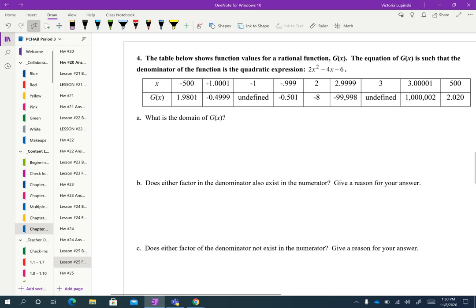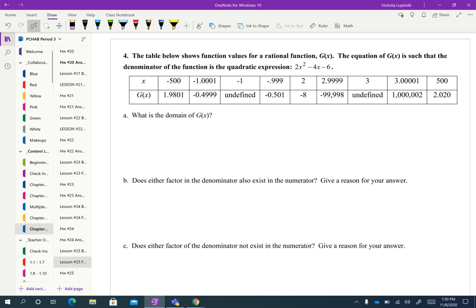Again, these are the types of questions you might be more likely to see on an AP test, things where you're asked to explain and analyze as opposed to create from scratch. So notice here, what we have is values for a rational function, g of x. They are telling you that the denominator absolutely has 2x squared minus 4x minus 6 as a factor. And then there's a bunch of different questions that they're going to ask us.